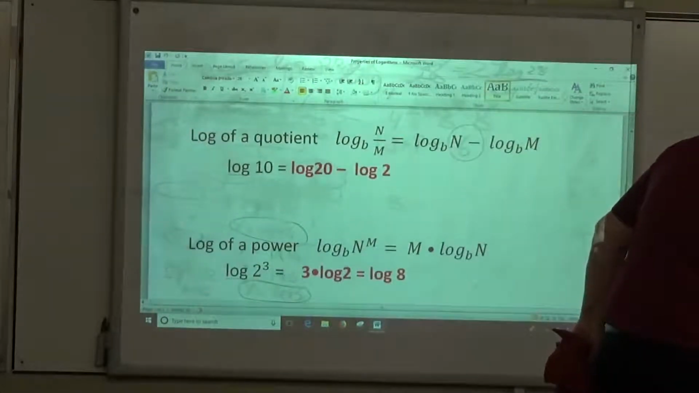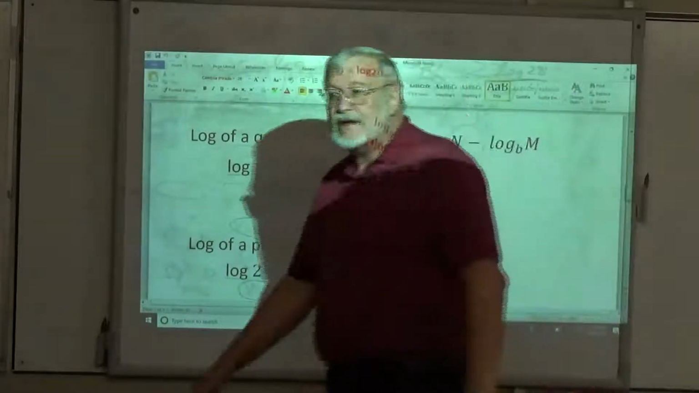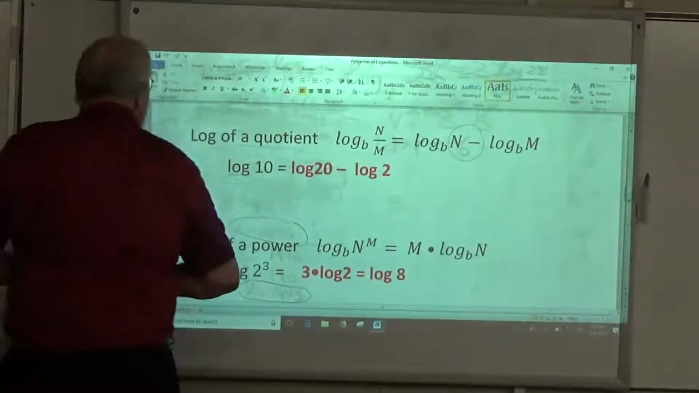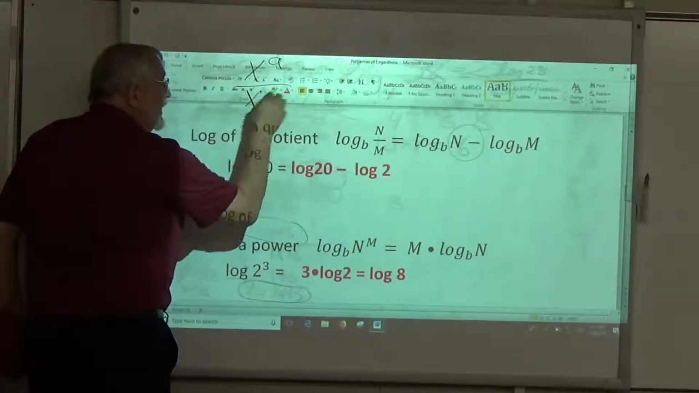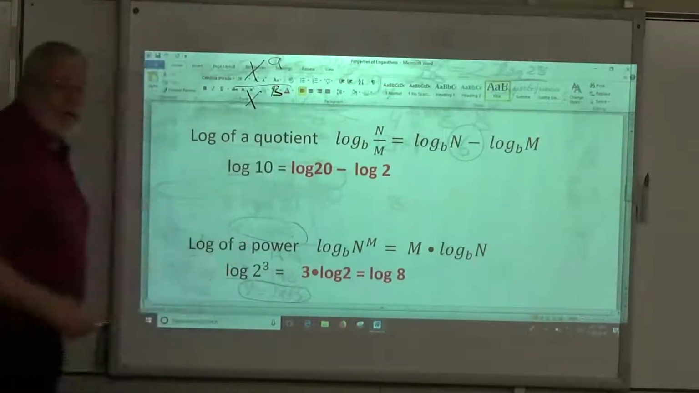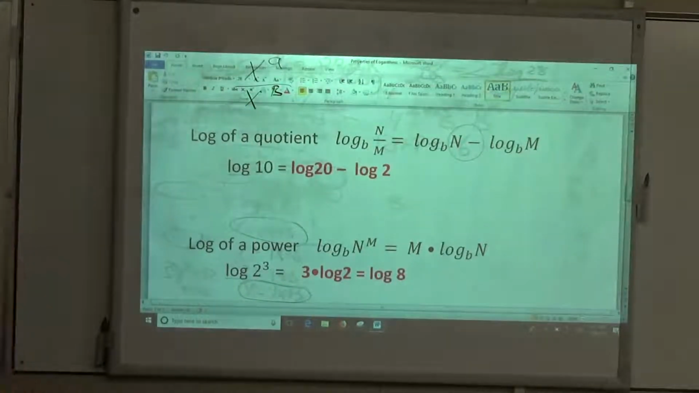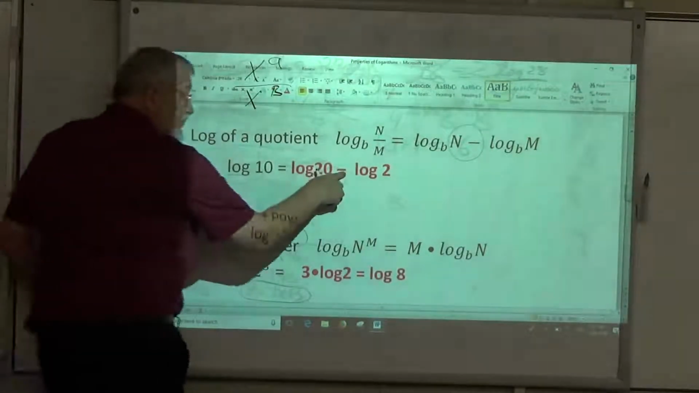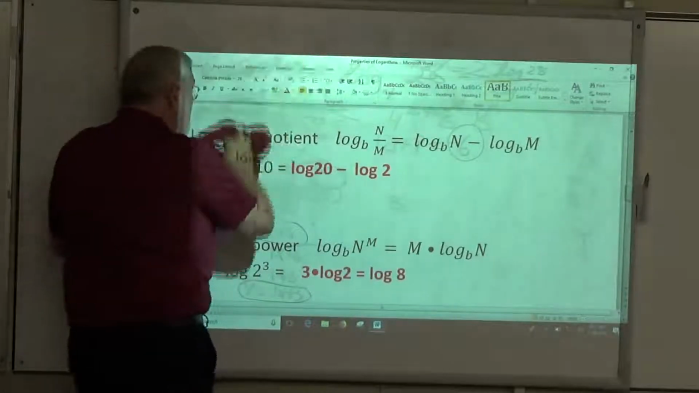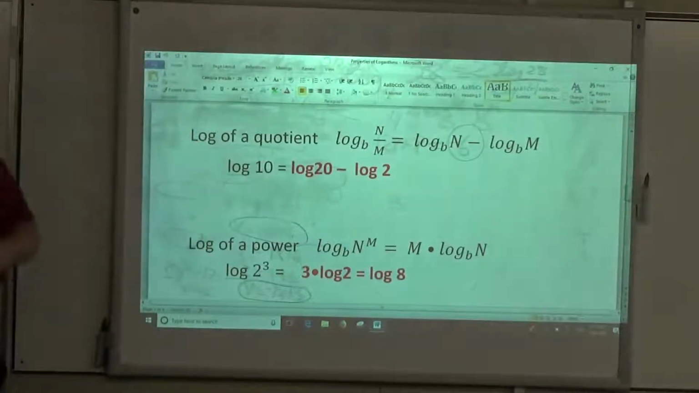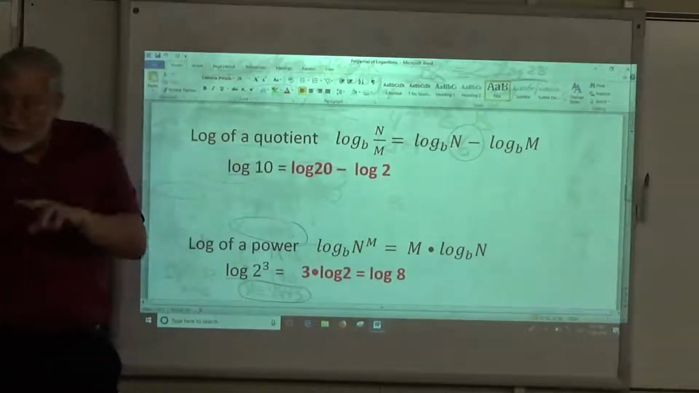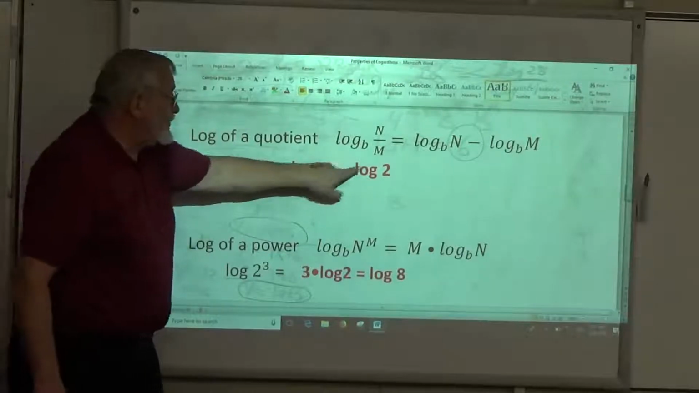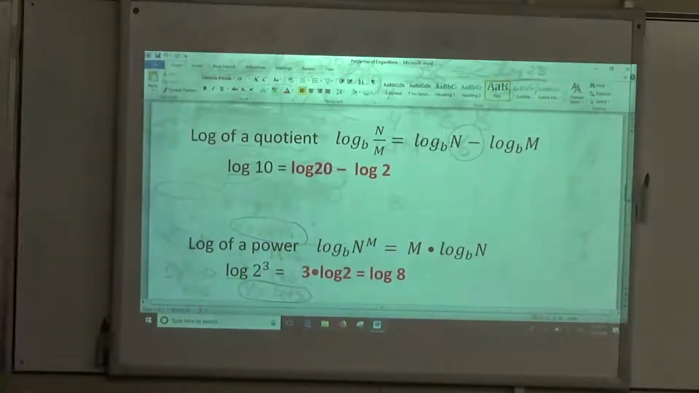Okay, what about this? Log of quotients. Whenever you have x to the a divided by x to the b, what do you do with the exponents? Subtract. Now, same thing. We know that the log base 10 of 10 is 1. Here's what I want you to do. 20 divided by 2 is also 10. So take the log of 20, subtract the log of 2.